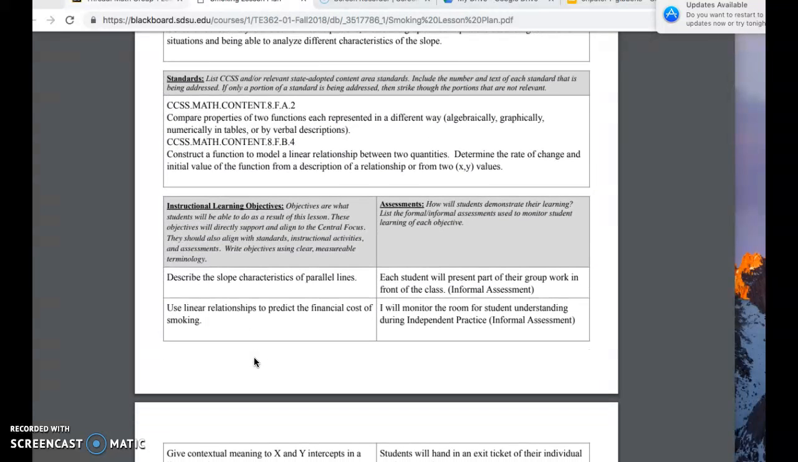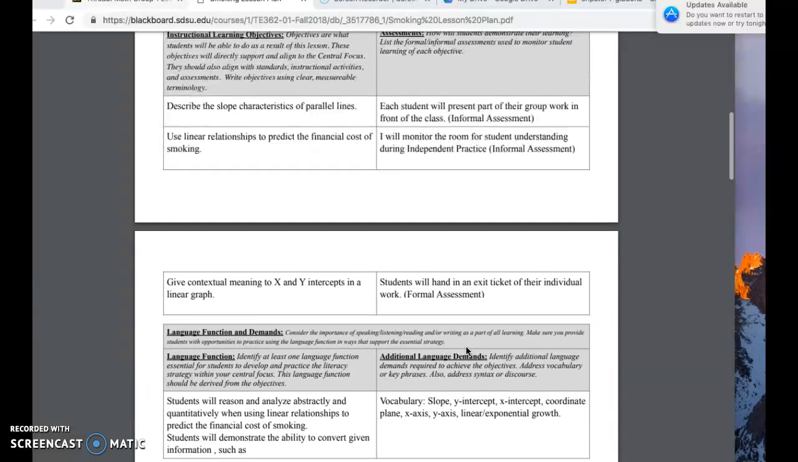So in this lesson, the student will be able to describe the slope characteristics of parallel lines, and we're going to assess this by putting them into groups and seeing how that group came up with the graph of the linear equation. And then we're going to use linear relationships to predict the financial cost of smoking. And we're going to do this by walking around the room, monitoring, seeing if the students understand the lesson and what we asked of them.